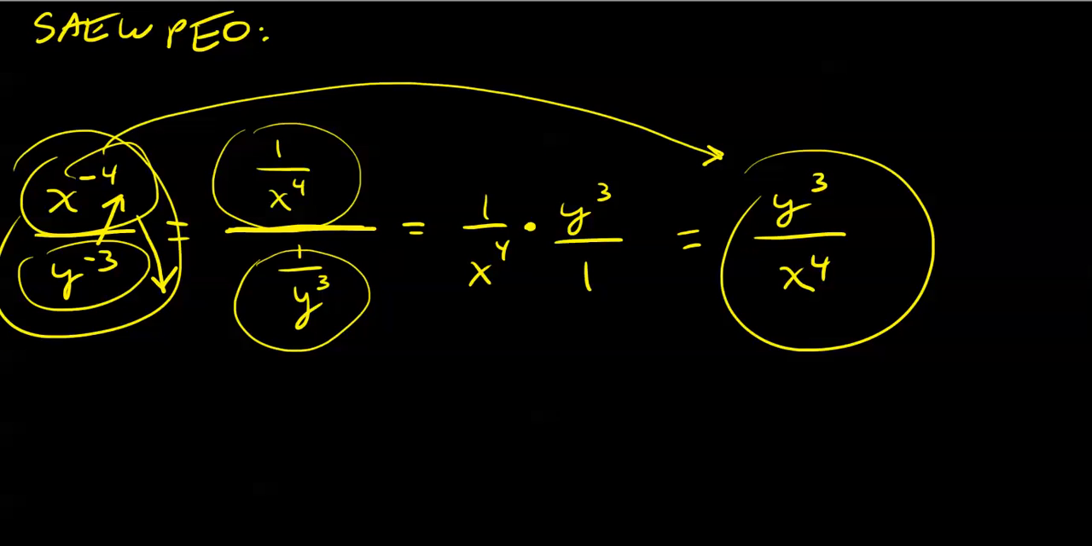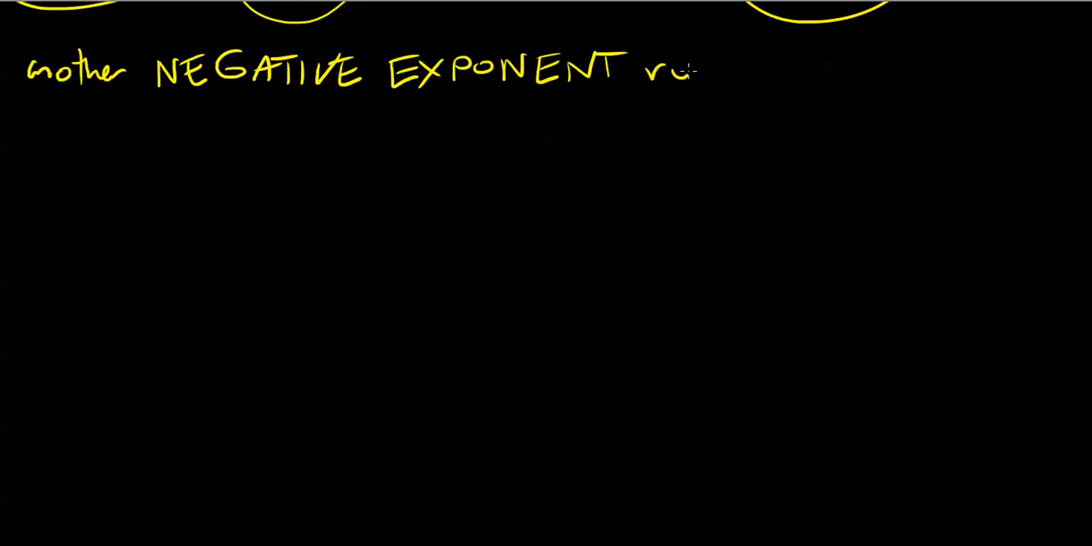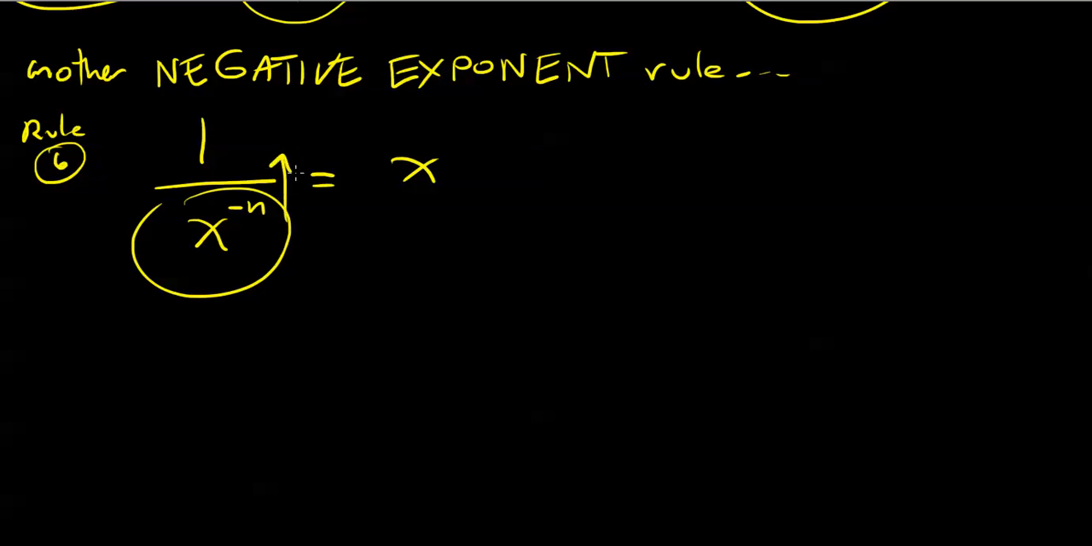Rule 6 I want to talk about now. Rule 6 is another rule for negative exponents. So let me write this down, another negative exponent rule. I'll call this rule 6. It tells me if I've got a fractional expression with a negative exponent in the denominator, I can move this expression upstairs to the numerator and change the exponent sign. That is rule 6.